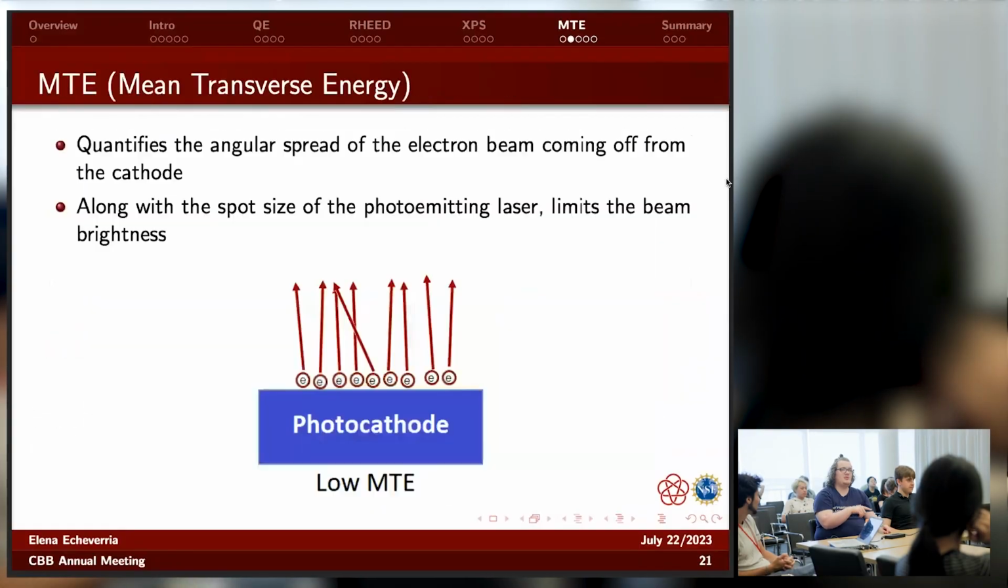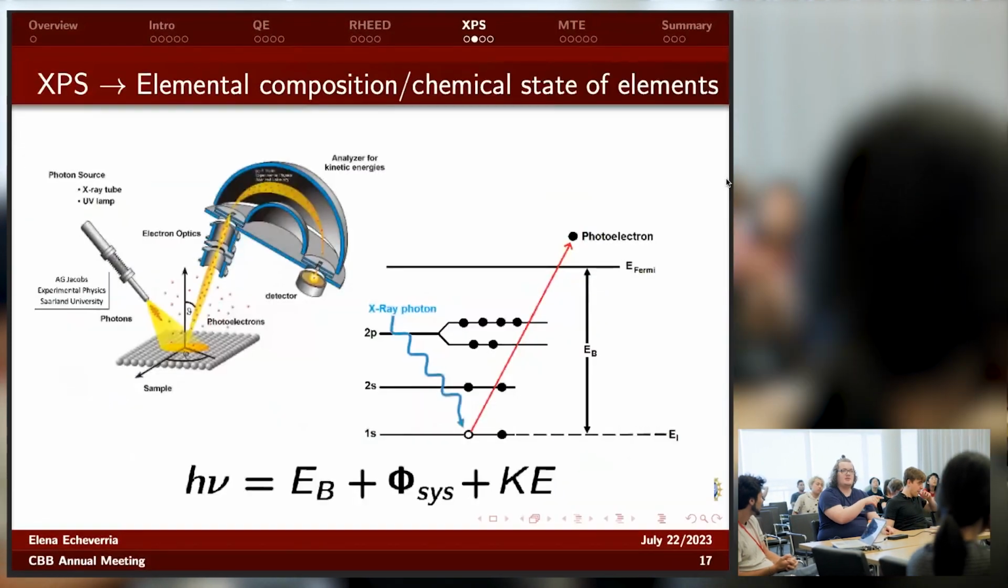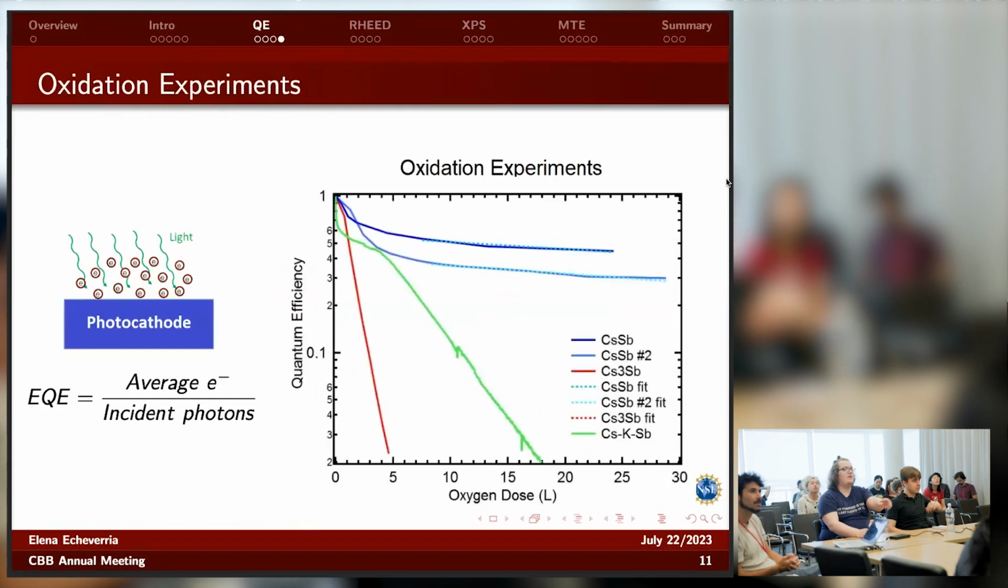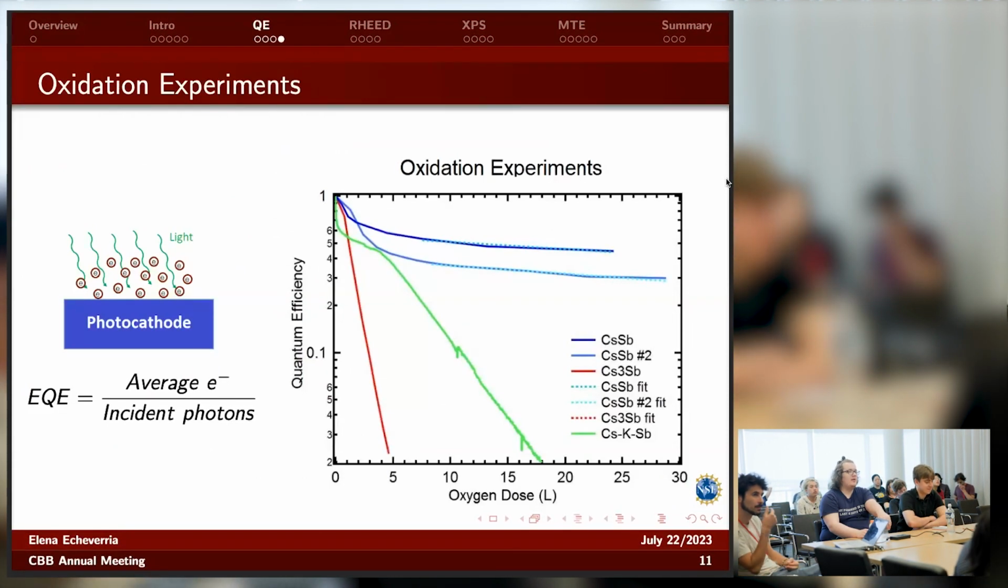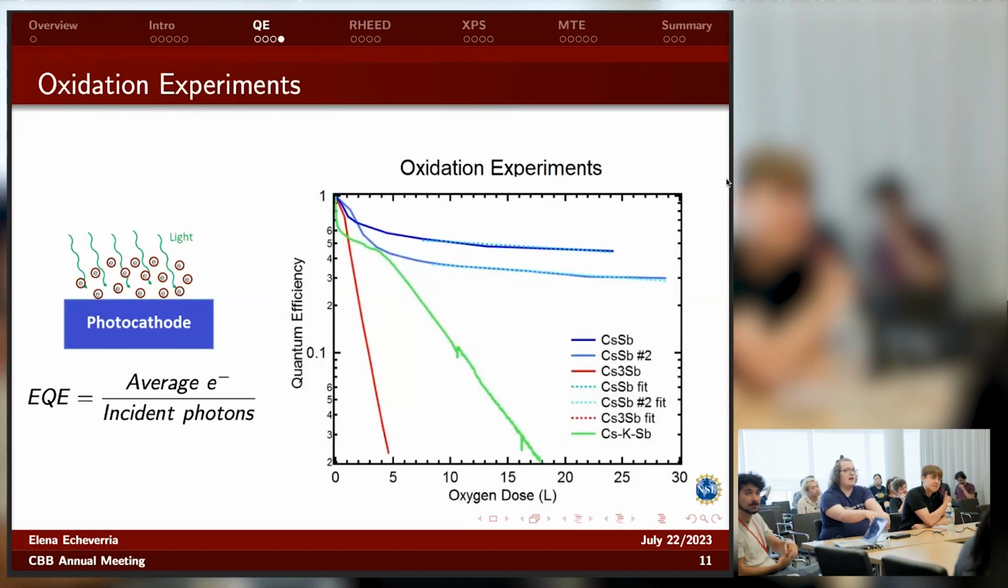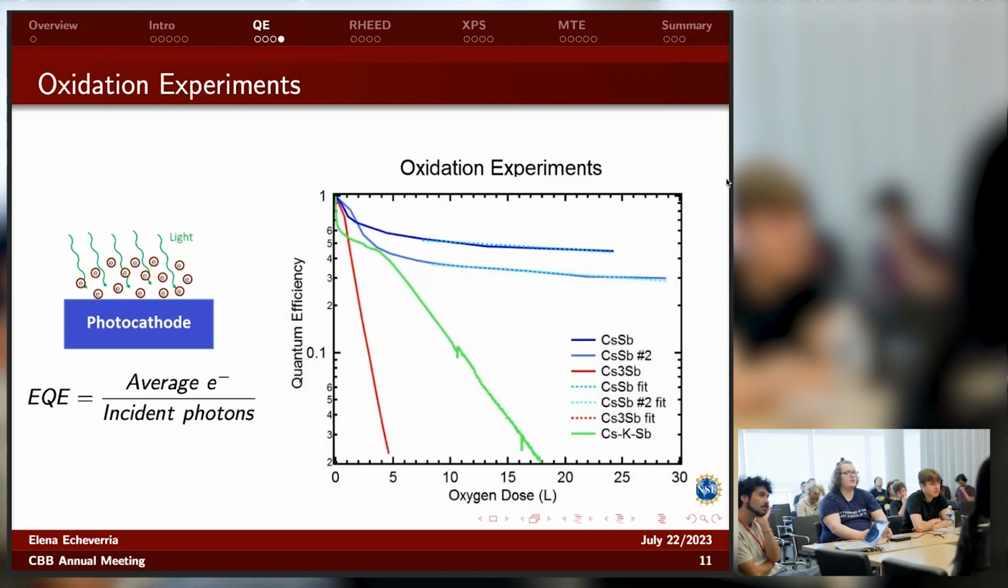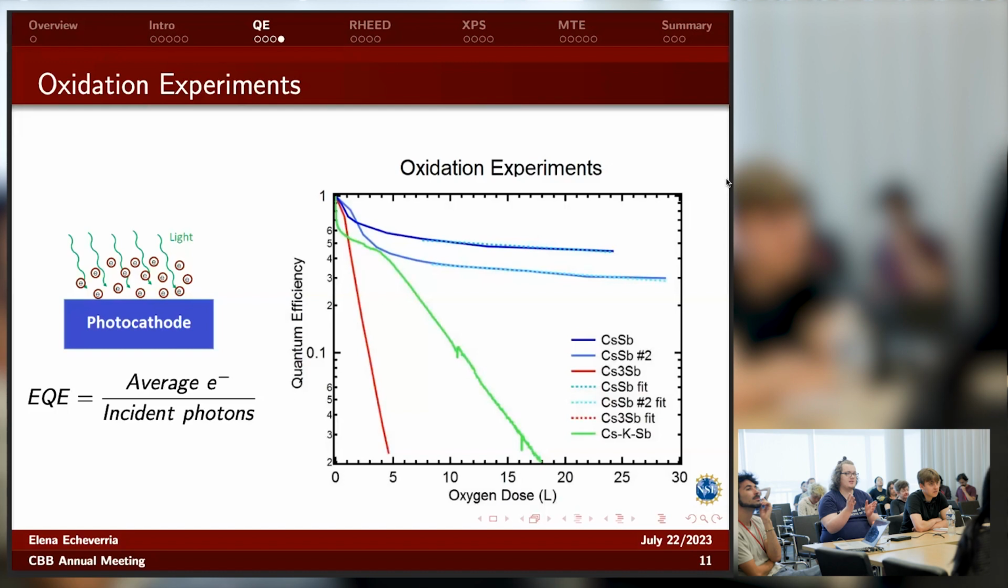I was just curious, towards the beginning you had the plots of the quantum efficiency, the lifetime where the cesium 1, I think it was, was less. I'm just wondering, when these plots end, is that just because the data was stopping being taken, or does something happen that stops it from working?